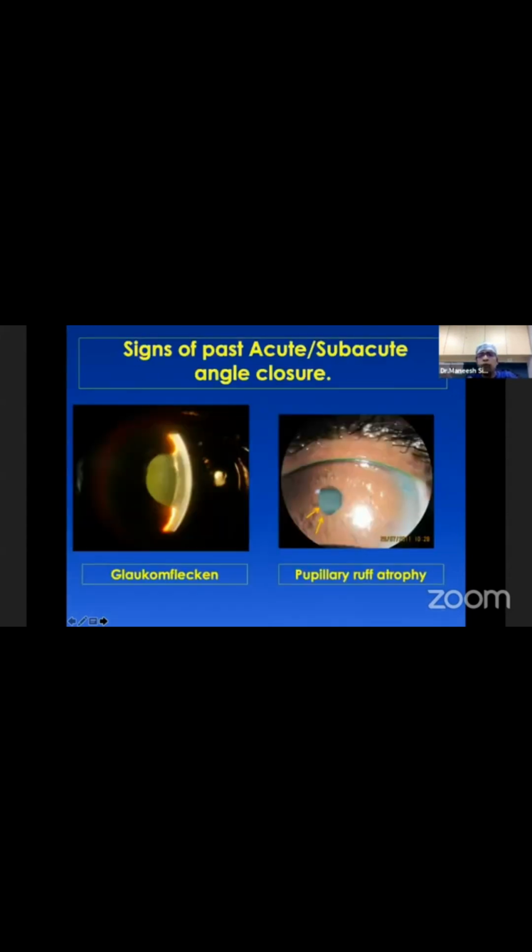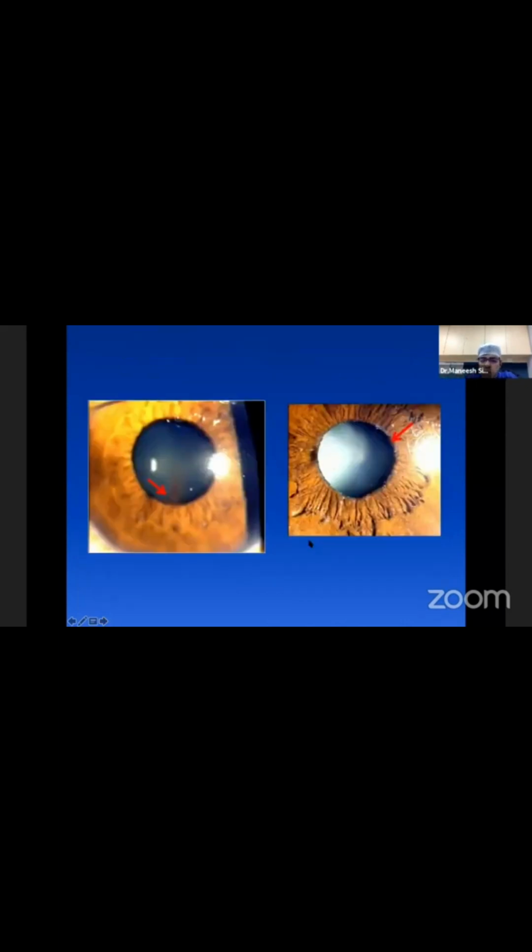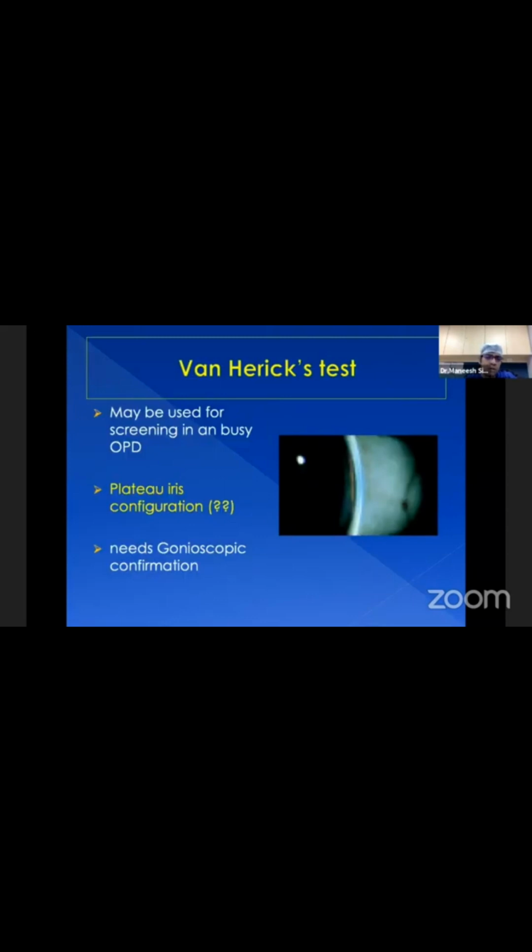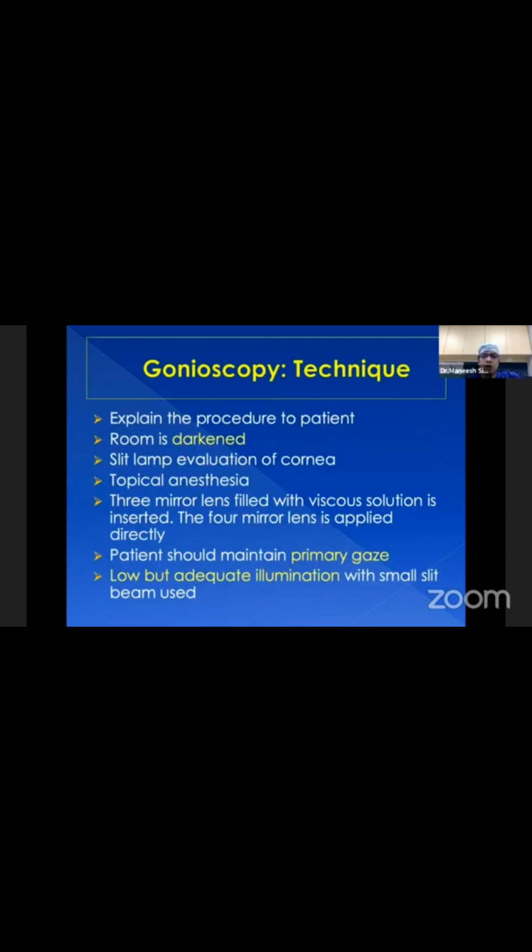There are certain clues which we can get during a systemic evaluation, for example, say glaukomflecken or area of pupillary atrophy, Krukenberg spindles, and pseudoexfoliation, which will give you an idea that this patient definitely needs a gonioscopic evaluation. The Van Herick test is a good test for screening shallow chambers in a busy OPD, but it is not a replacement of gonioscopy. To do an iridotomy, you should recheck by gonioscopy before you decide whether the patient needs an iridotomy or not.